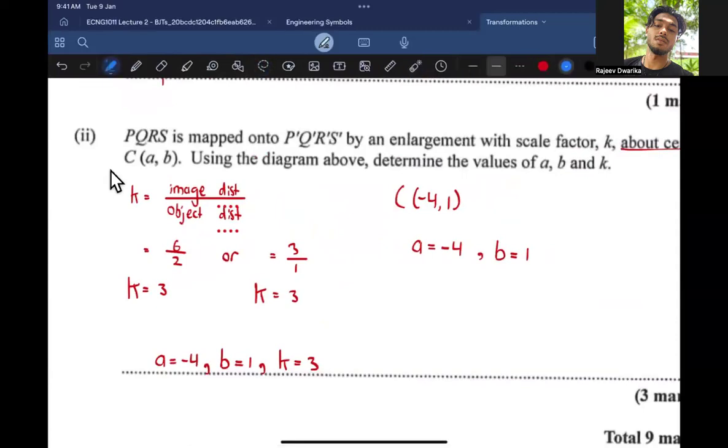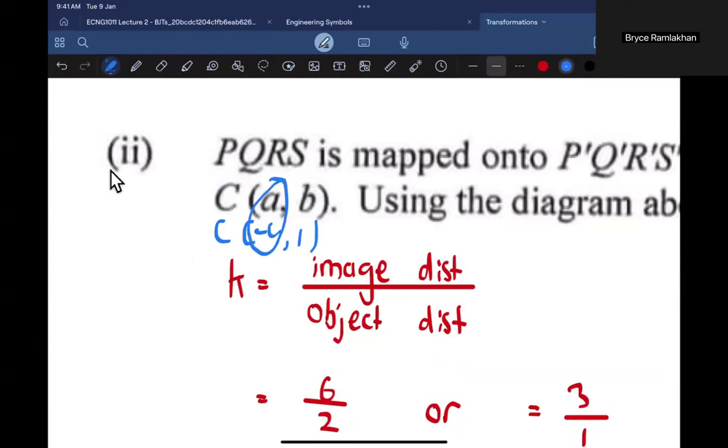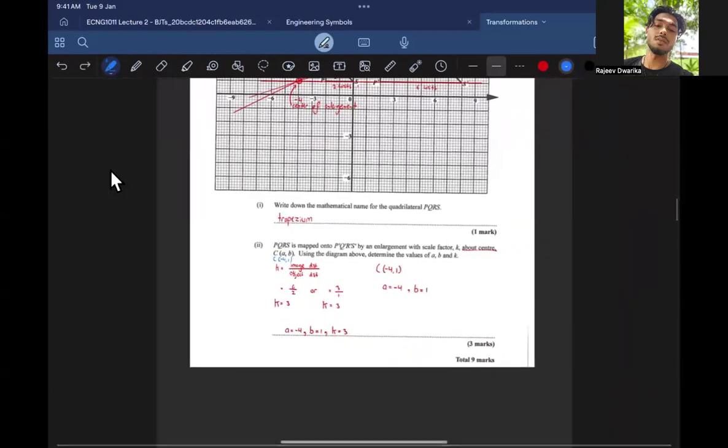If I compare the center to this, we're looking for A and B. So we found the center to be minus 4, comma 1. So A is minus 4 and B is 1. Right. Let me give you all a question now.